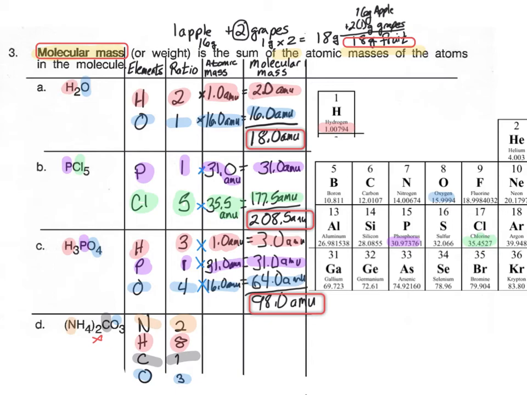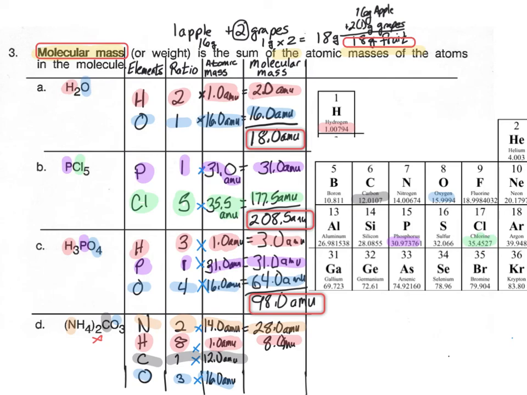Next, we're going to find out the atomic masses of each of those elements. Nitrogen is 14.0 AMU. Hydrogen is 1.0 AMU. Carbon is 12.0 AMU. And oxygen will be 16.0 AMU. And now we multiply to find out the mass of each of those elements. We have 2 nitrogens. Each one weighs 14.0 AMU for a total of 28 AMU. We have 8 hydrogens. Each one weighs 1.0 AMU for a total of 8.0 AMU.